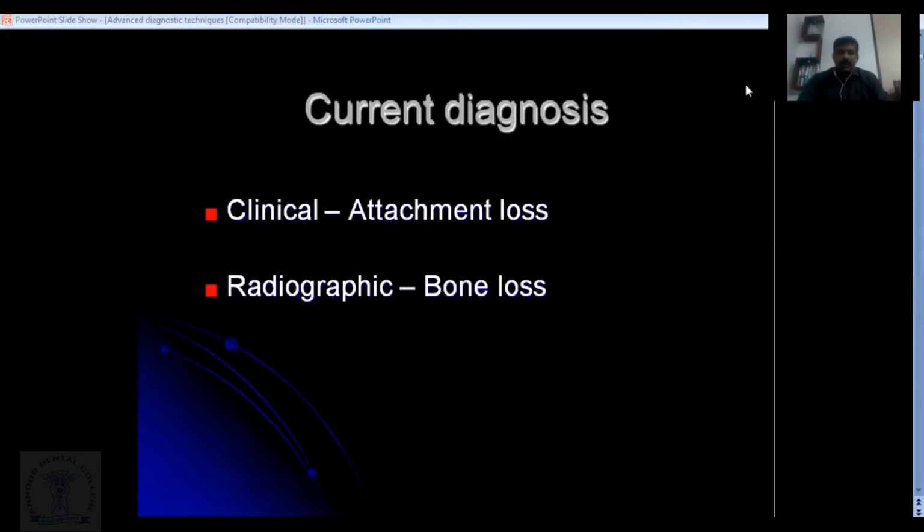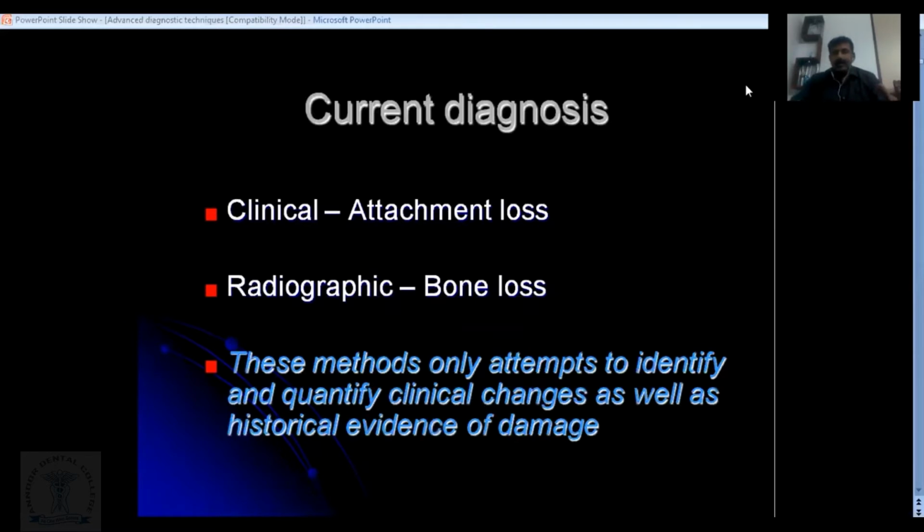Now, when you look at the current diagnosis of periodontal disease, as an undergraduate student, you will be coming to the periodontics department, and you'll be trained to diagnose periodontal disease. Basically, you'll be looking at certain aspects clinically to determine whether there is loss of attachment, and to correlate that, you can take a radiograph. So basically, you use a periodontal probe.